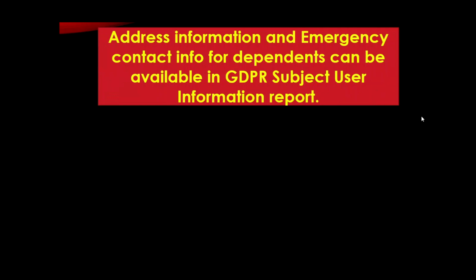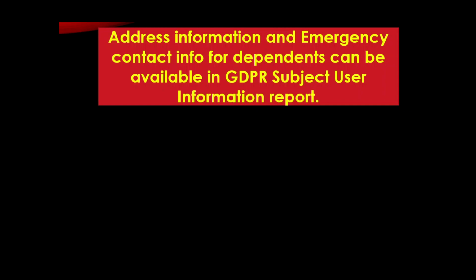Now let's move on to the next change of this quarter, which is related to GDPR reporting. Address information and emergency contact info for dependents can be available in the GDPR Subject User Information report. As you know, as a part of GDPR changes, SAP has introduced the Subject User Information report. Based on that, we can get one employee's all related data. So no need for piece by piece downloading of biographical information, employment details, job information. All details we can download based on the GDPR subject user information report in one place.